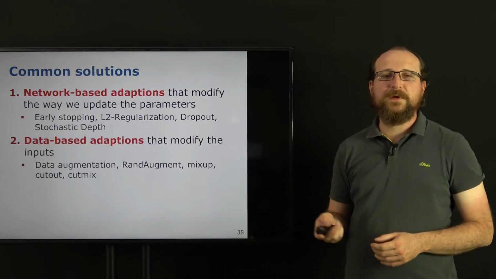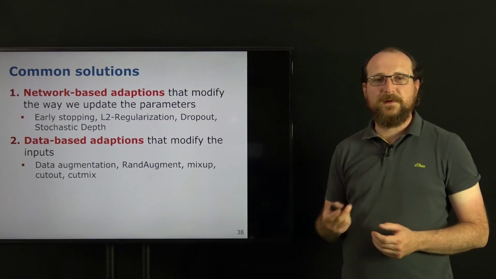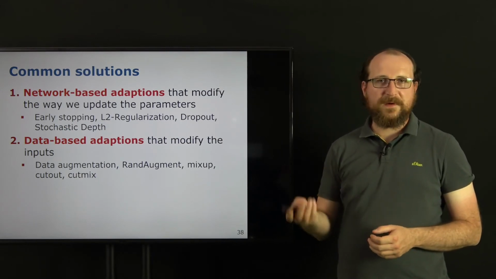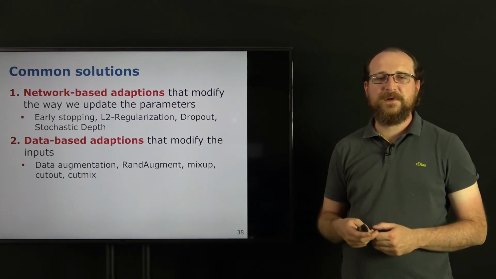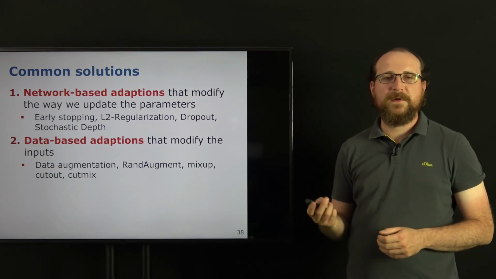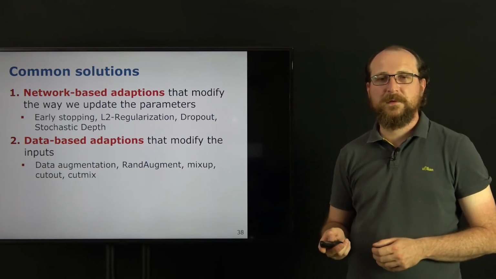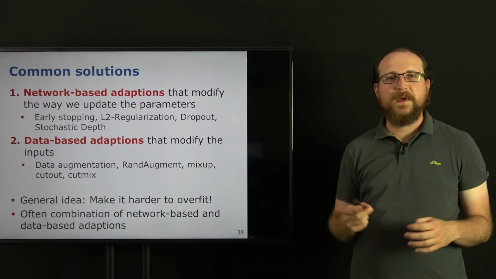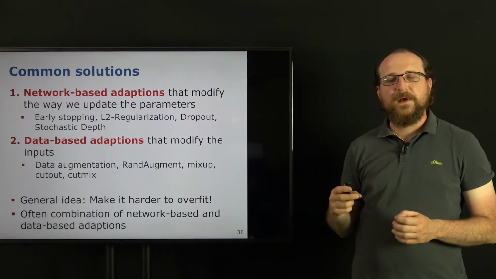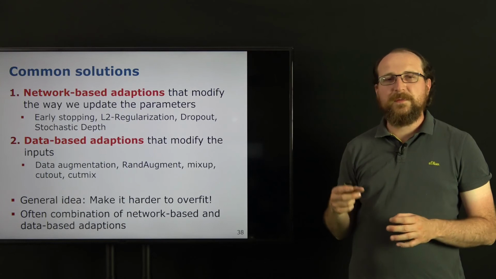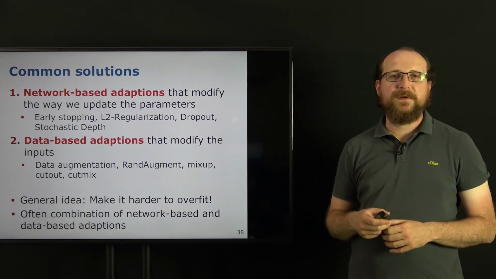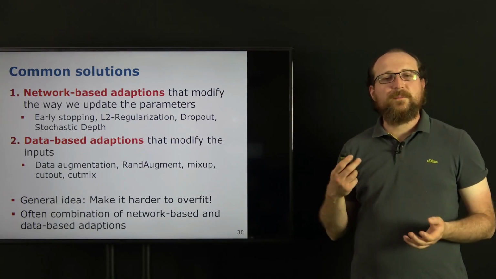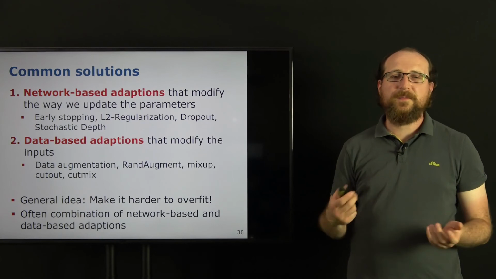But what we can also do is a data-based adaptation. By modifying the inputs, we can maybe get better in the end. We talked already a little bit about data augmentation. We will now talk about RandAugment, mixup, cutout, and cutmix. The general idea is to make it harder for the network to overfit by adapting the input data, but also by making changes to the way we update the parameters so that we are not overfitting in the end. And usually it's a combination of both the network-based and the data-based adaptations.